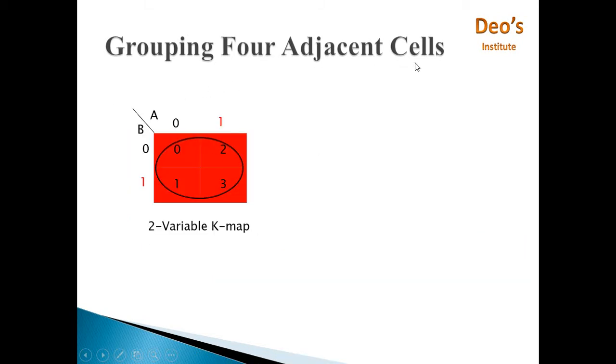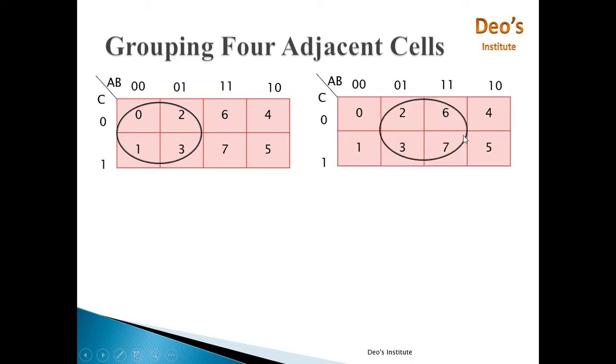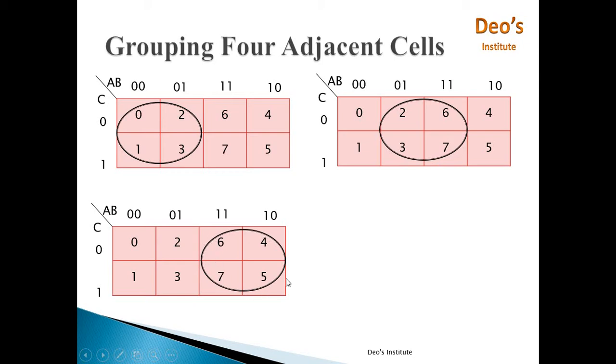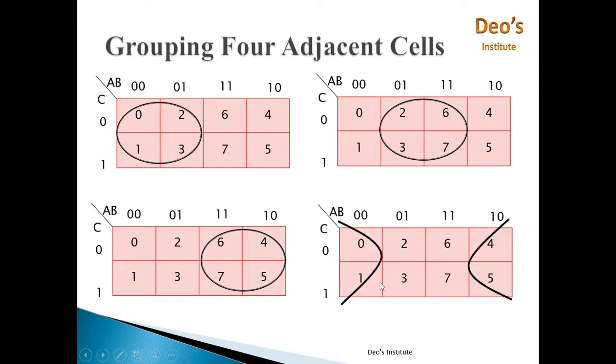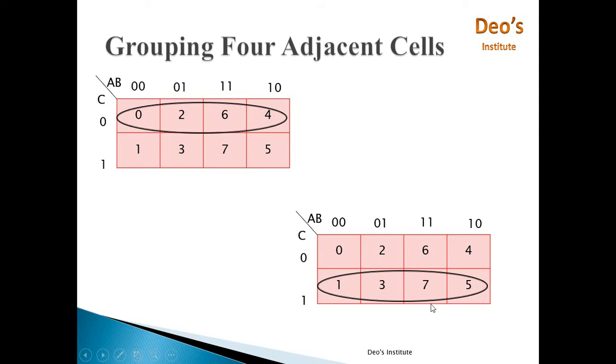Now grouping of four adjacent cells. In a two variable K-map, 0 is adjacent to 2, 2 is adjacent to 3, 3 is adjacent to 1, and 1 is adjacent to 0. So you can form a group of all four cells in the two variable K-map. In a three variable K-map, four adjacent cells can be 0, 1, 2, 3; 2, 3, 6, 7; 6, 7, 4, 5; and as the first column is adjacent to the last column, we can make a group like this: 0, 1 and 4, 5. Next, these four are adjacent to each other: 0, 2, 6, 4. Similarly, 1, 3, 7, 5.